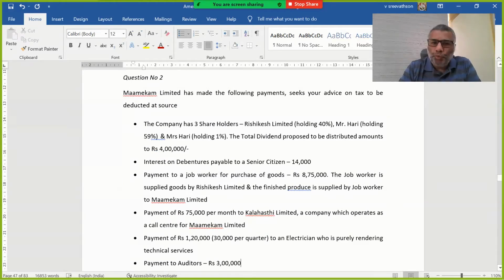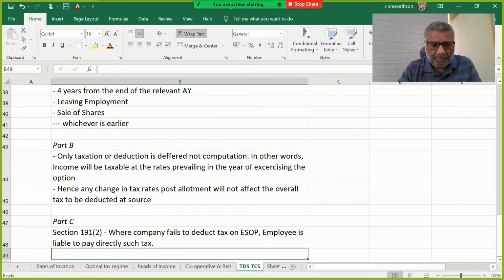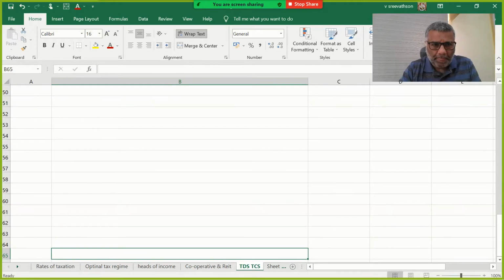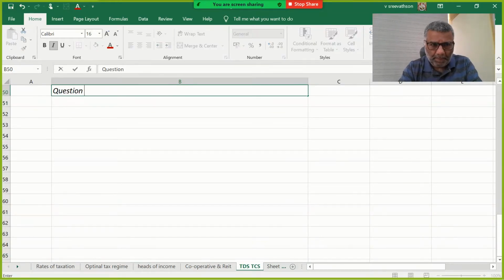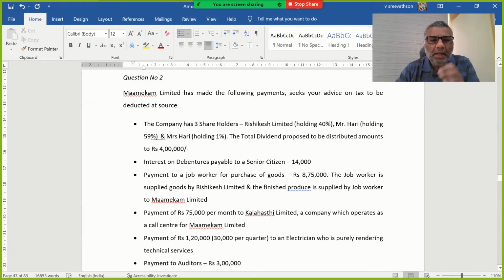Question number 2. Mamekam Limited has made the following payments. Seek your advice on the tax to be deducted at source. The company has 3 shareholders: Rishikesh Limited holding 40%, Hari holding 59%, Mrs. Hari holding 1%. Total dividend proposed to be distributed amounts to 4 lakhs.